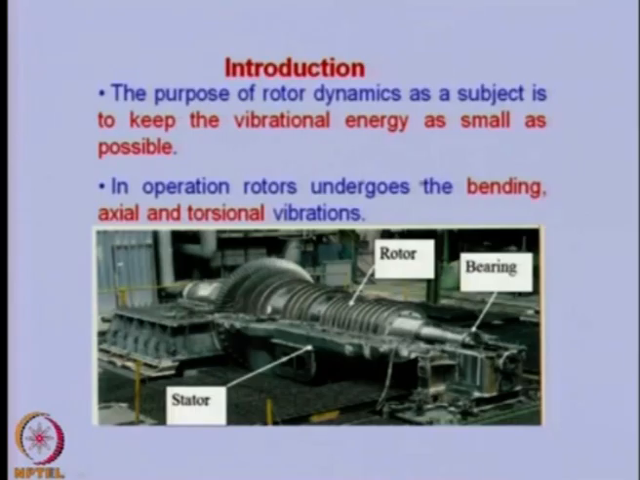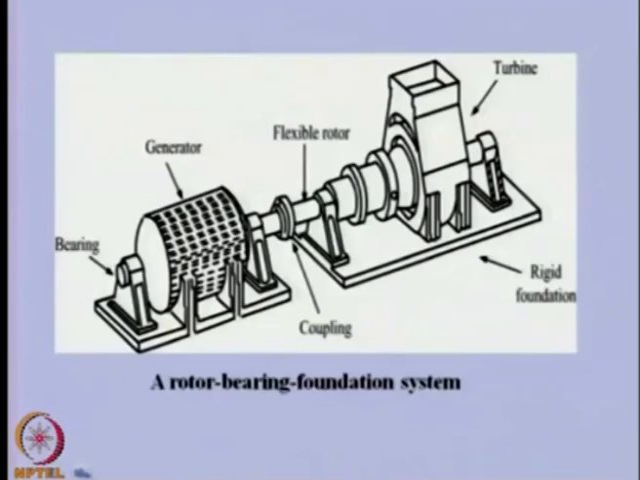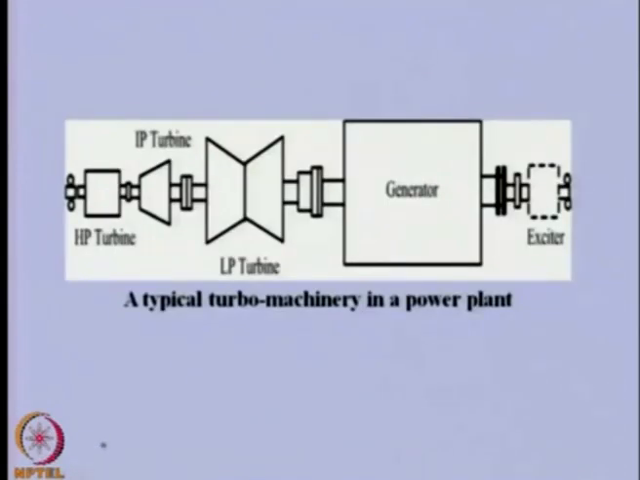In operation, a rotor undergoes bending, axial and torsional vibrations, and this is a schematic of the same, that is a turbine generator set with a coupling in between. And if we have a multi-stage turbine, then we can have a high pressure turbine, low pressure turbine, then generator, and all are connected by couplings and supported at various bearings. You can even see the exciter here. So these all are nothing but rotors which are mounted on bearings.